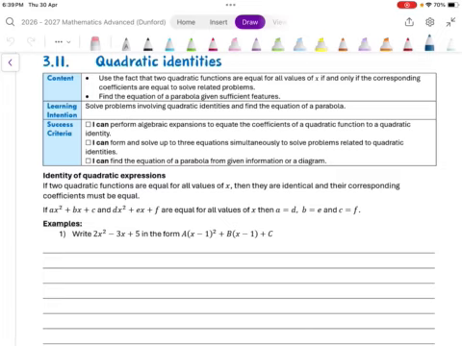expressions. So if two quadratic functions are equal for all values of x, then they are identical and their corresponding coefficients must be equal. So if we have, for example, ax squared plus bx plus c and dx squared plus ex plus f are equal for all values of x, that means we want to equate the corresponding coefficients. So our coefficients of x squared are a and d, so they are equal. Our coefficients of x are b and e, so they are equal. And finally, our constant terms are c and f, so they are equal.